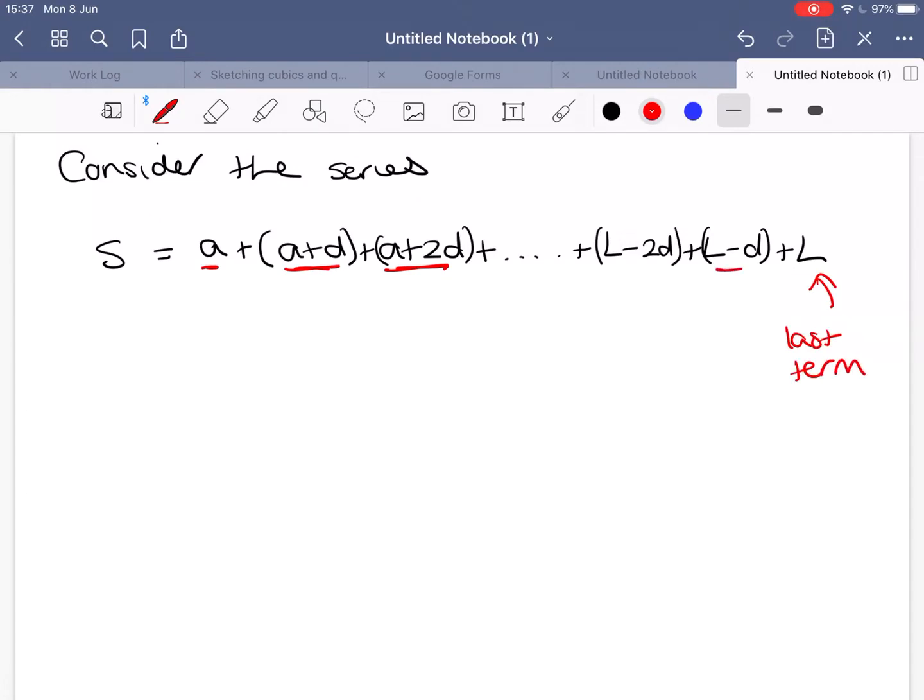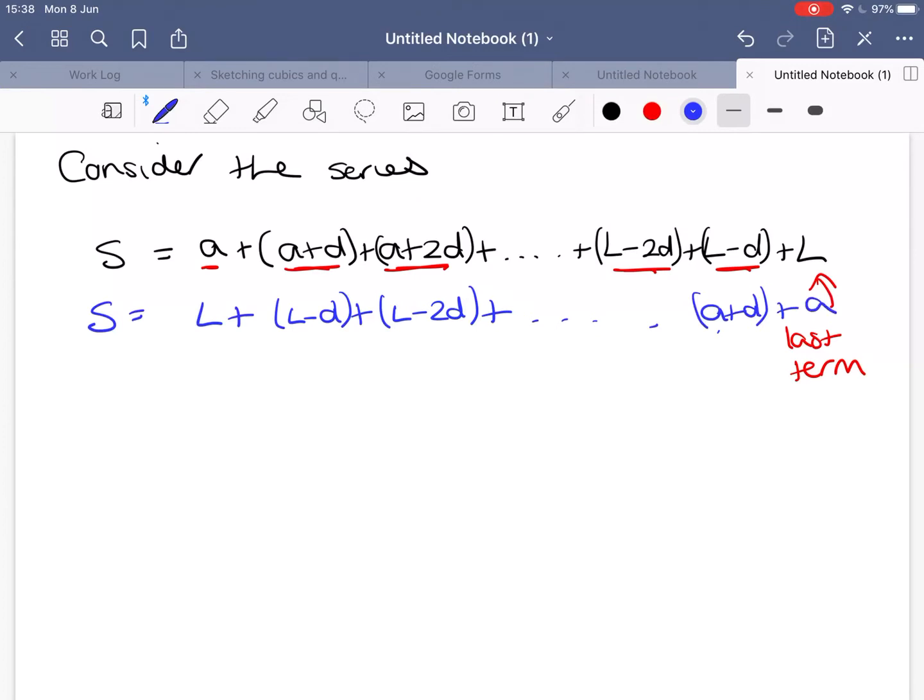Well, what would this term be? What would the second to last term be? Well, it's going to be the common difference less. So that's going to be L take away D. And the one before that would be L take away 2D. I'm going to use the same trick that I did previously. I'm going to write my sum backwards. So I'd have L plus L minus D plus L minus 2D plus, and so on. All the way up to, I won't do the second to last, I'll do A plus D and plus A.